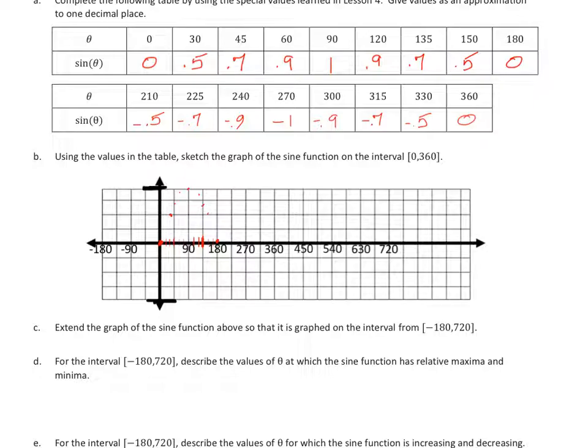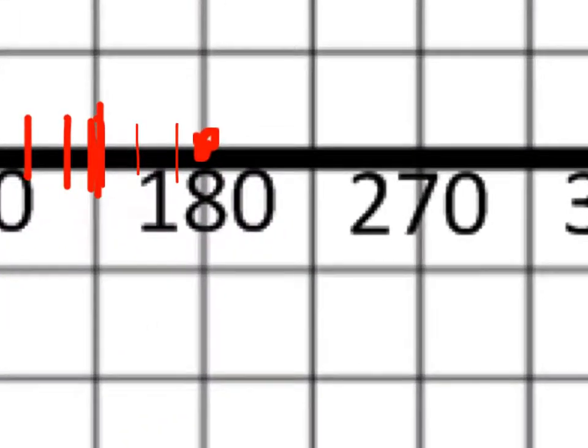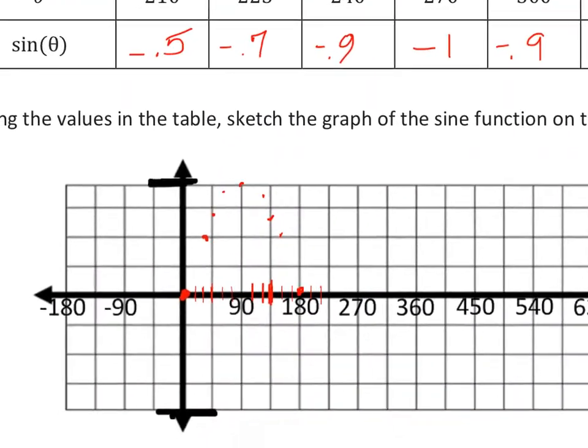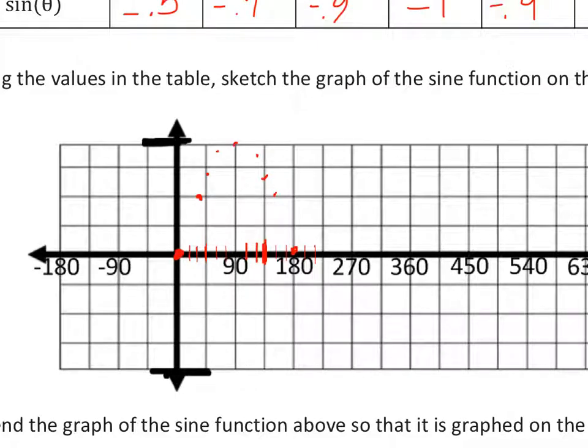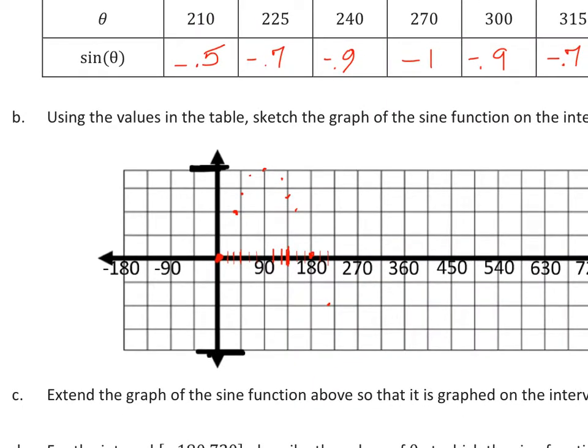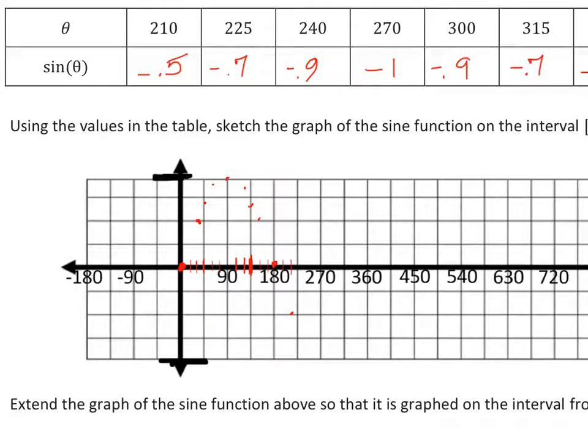Now we go to sine of 210. We have 180, so this is 195. This would be 210. And sine of 210 is going to be negative 0.5. So I need to come down here, make a dot. Then sine of 225. If I add 45 to 180, it puts me on that hash mark, so I have to be at a negative 0.7, which is approximately there. And then for 240, if I add 15, I just go over just a little bit, make a dot. 270 is negative 1.